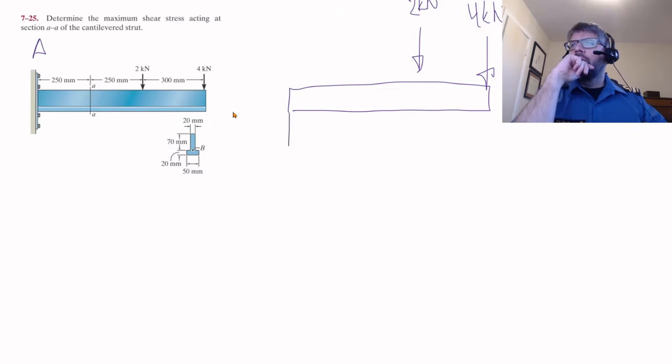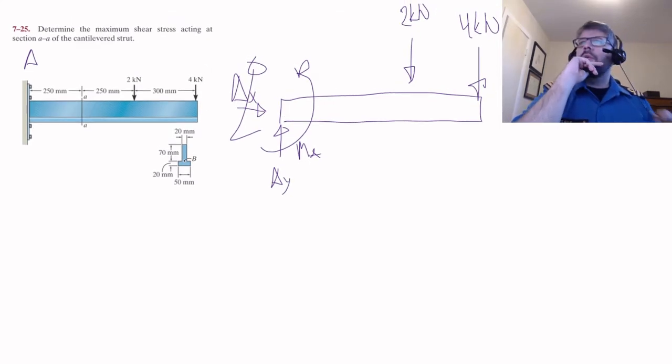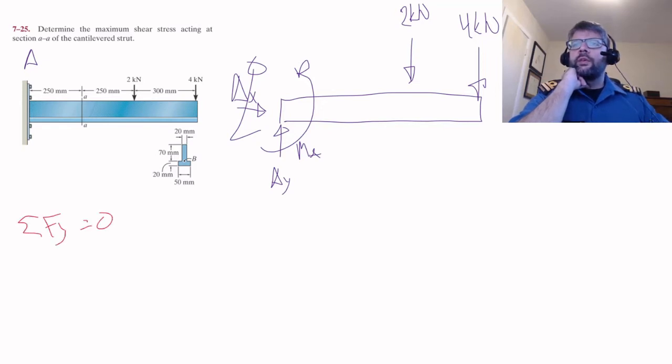And we have some support AY. Got some support AX, but we know that's 0 because there's no other horizontal forces. And we're going to have some moment A. I'm not going to bother solving for what the moment is, because we're only looking at shear stress in this particular problem. So if we want to solve for AY, the sum of the forces in the y direction is equal to 0, equal to AY minus 2 kilonewtons minus 4 kilonewtons.